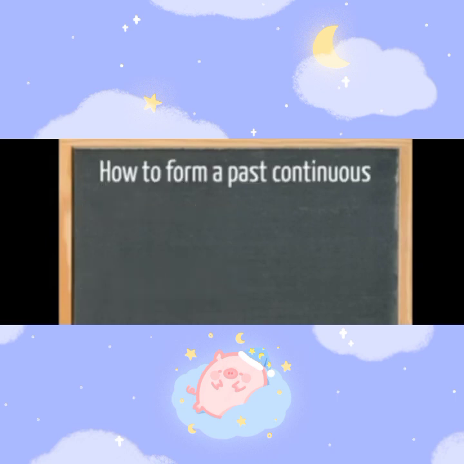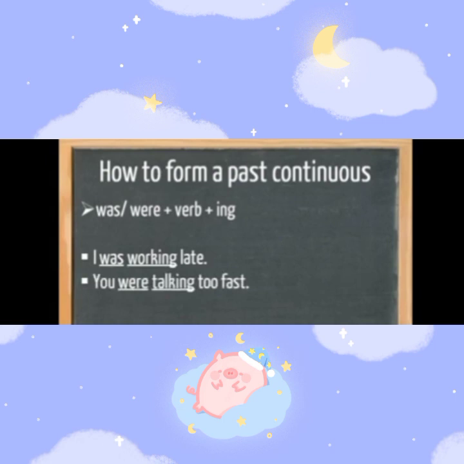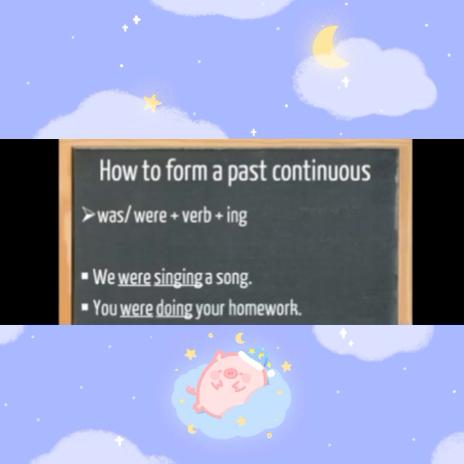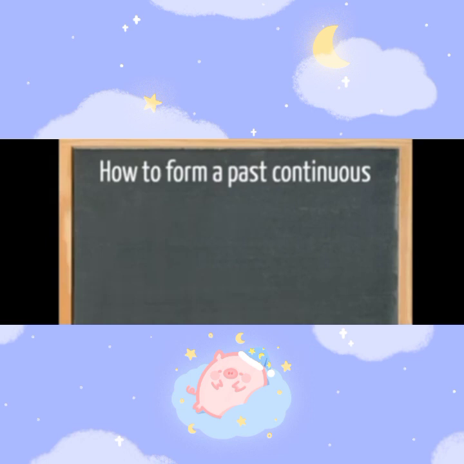How to form a past continuous? We use the past tense of the verb to be, so either was or were, the base form of the verb and -ing. I was working late. You were talking too fast. He was watching television. She was walking to school. It was raining. And for the plural forms, we do the same. We were singing a song. You were doing your homework. They were looking for a hotel.